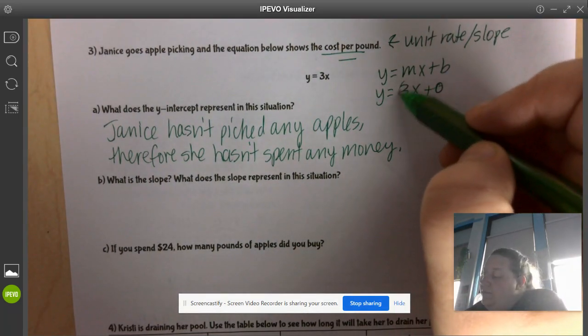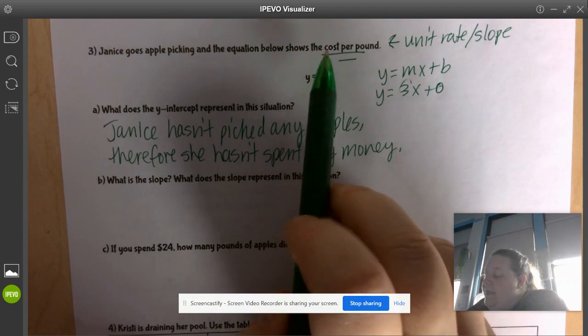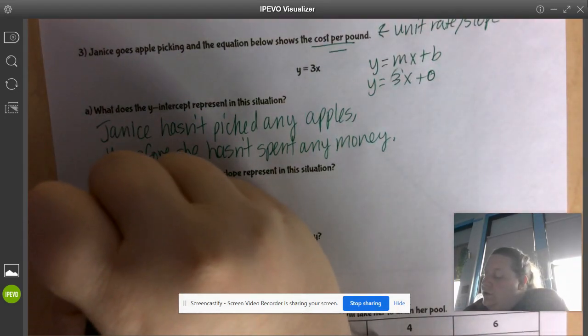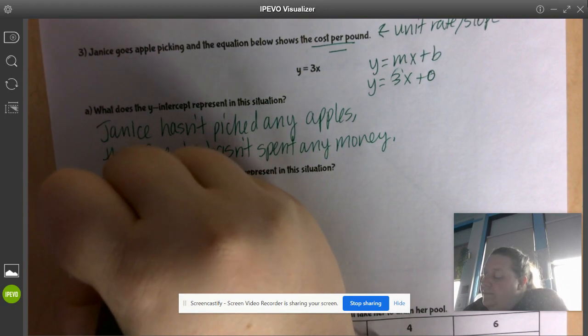So we know in slope-intercept form, it's the number we multiply by x, and they tell us that represents the cost per pound. So that means, so the slope is 3.